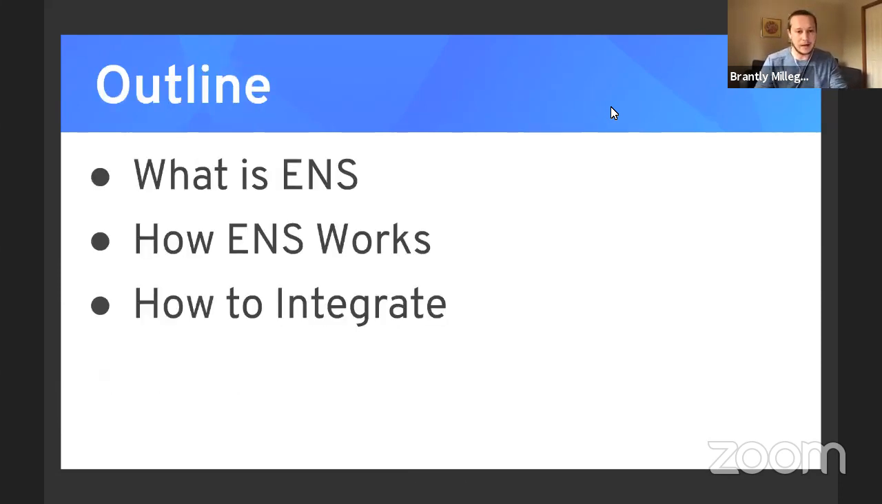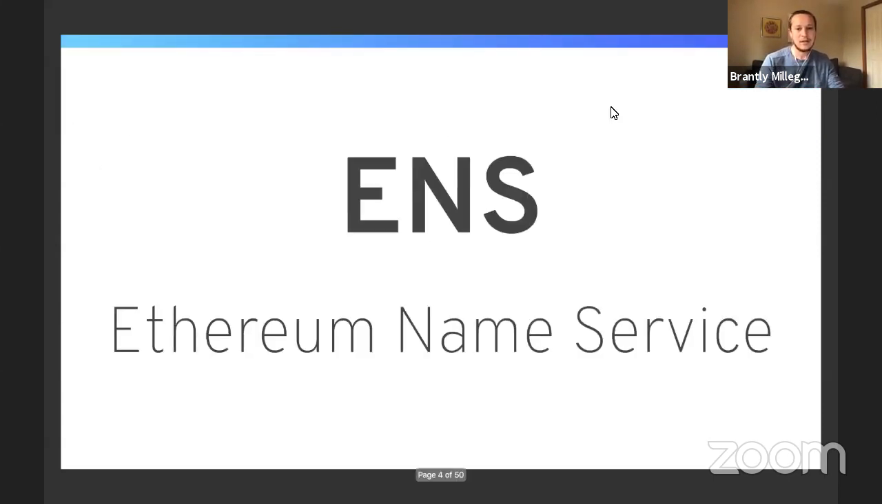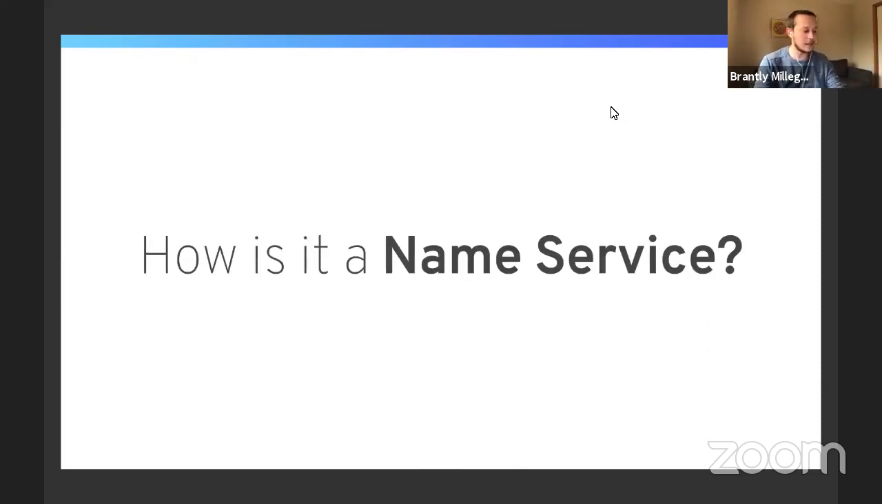So I'm going to be talking about what is ENS, then how it works, and then how to integrate it and use it in your dApp, because as Patrick said, your dApp isn't finished without ENS. So ENS, of course, stands for the Ethereum Name Service. We're going to talk about what this means. So how is it a naming service? A lot of people don't understand internet naming. It's like a thing lower on the tech stack that just works. And so a lot of even tech people don't understand how it works. So we're going to talk about what a naming service is.